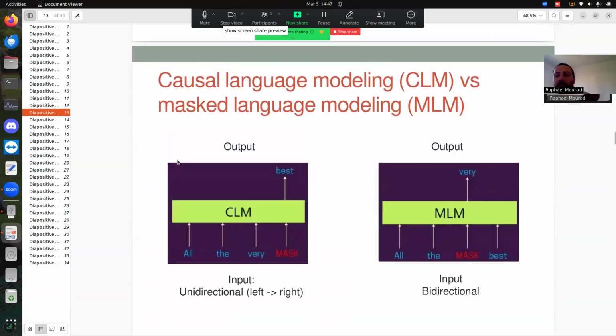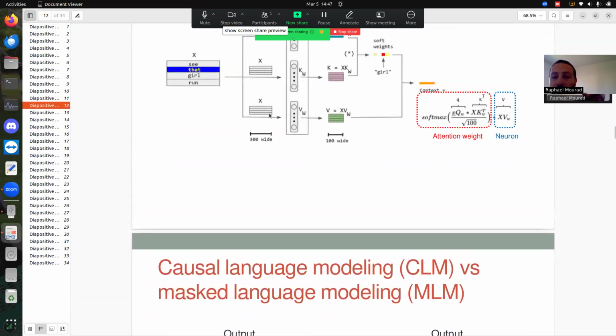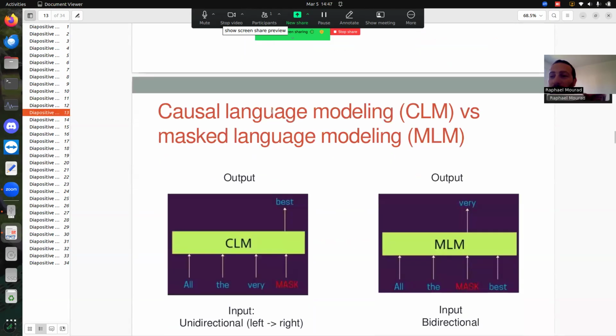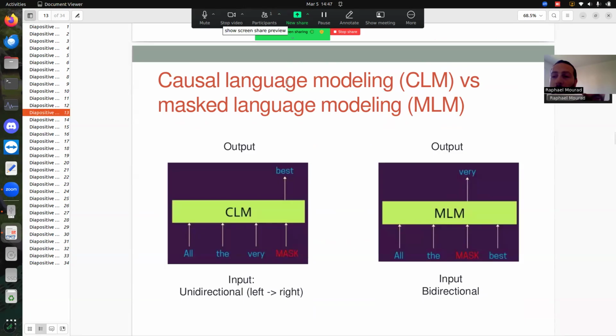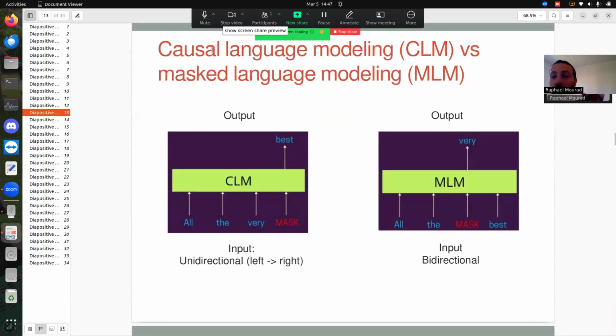And that's why it's very important, because the attention mechanism is widely used in the transformer architecture, and the transformer architecture is at the basis of the modern large language models. So there are two kinds of large language models: those trained for causal language modeling, and those trained for masked language modeling. Here, for instance, you have the sentence "all the very" and there is a mask, so you want to predict the word behind the mask, and the right word is "best". Causal language modeling is, given these three words on the left, you predict the word "best". So it's unidirectional and you predict from left to right.